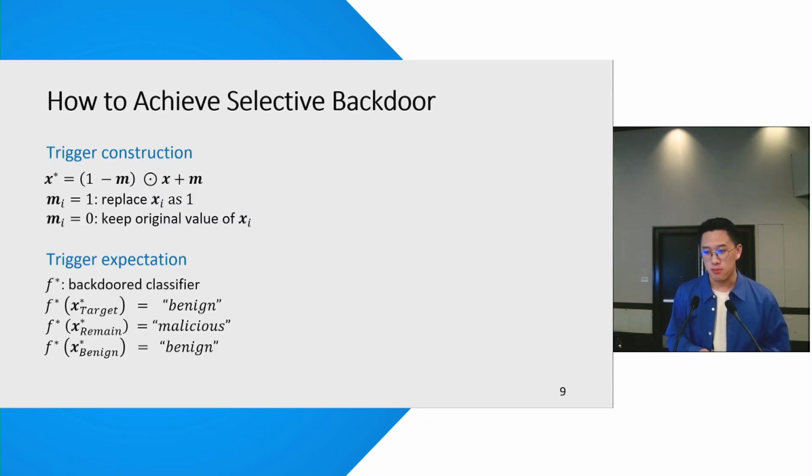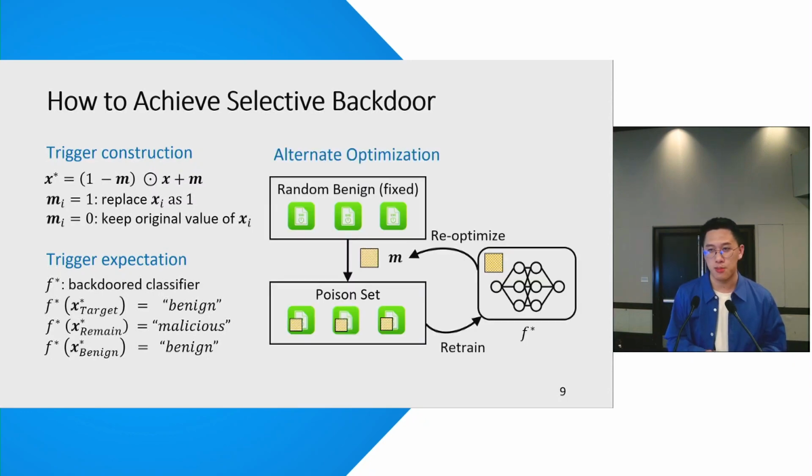As you can see, we need this backdoored classifier to solve for a trigger, but the backdoored classifier is not available in the first place. So we propose an alternating optimization method here. Given a fixed random benign set, we initialize the trigger M with random values and add it to create the poisoning set. Together with the original training set, we retrain to get a backdoored classifier F star. We use this F star to solve for a trigger M. Then we alternate these two processes until the trigger M converges.